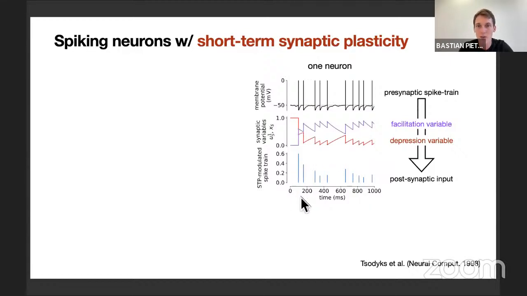So you see, if the spikes come rapidly one after the other, then the effective spike train decreases, and then after a time of no spiking, the spike strength, the input, can be increased again. So this is one neuron.